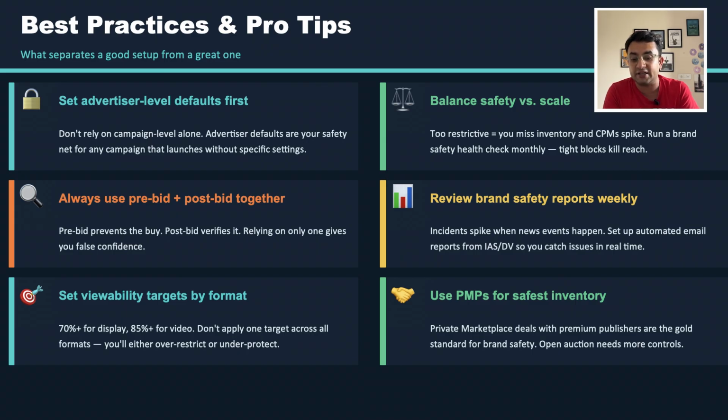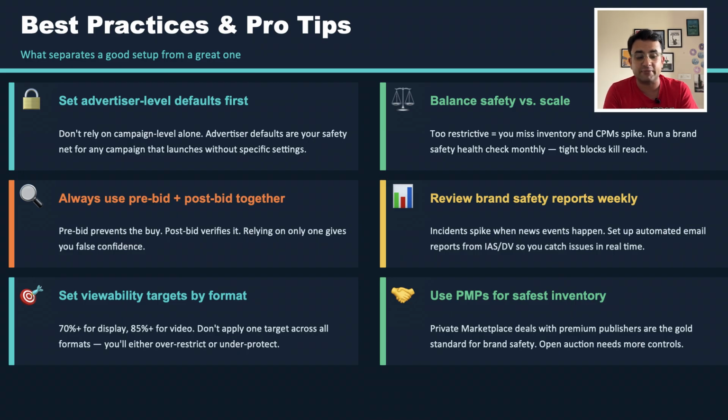Relying on only one is not enough. Set viewability targets by format: 70% and above for display, 85% and above for video. Don't apply one targeting across all formats, because you will either over-restrict or under-protect your campaign. Then balance safety versus scale. We do not want to lower our scale, but we equally want to keep the brand safety in place.